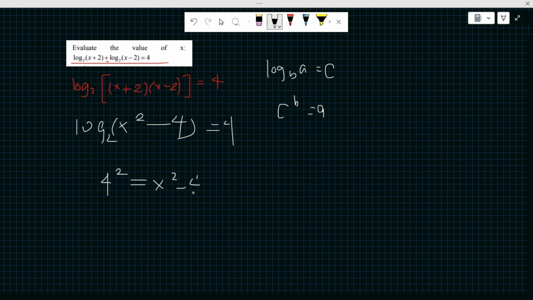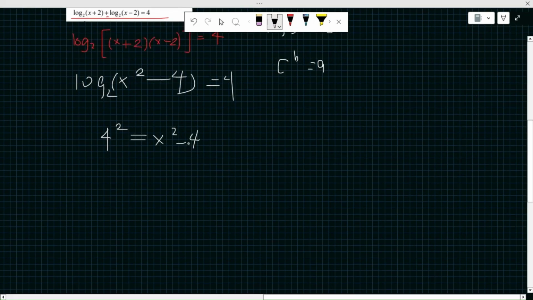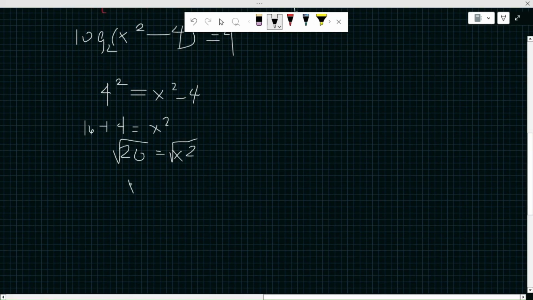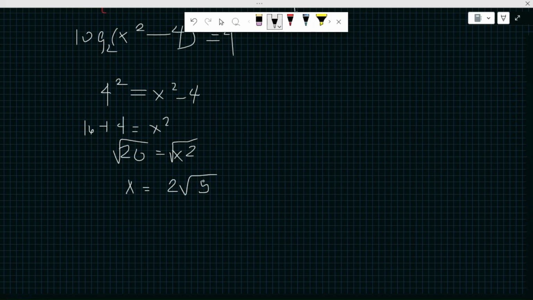Then we can transpose negative 4 to the other side. That would be 16 plus 4 equals x squared. 20 equals x squared. And then find the square root of both sides. So your answer will be x is equal to 2 square root of 5, or square root of 20.